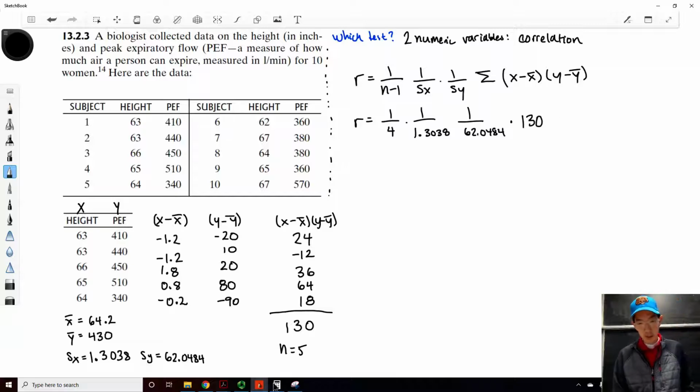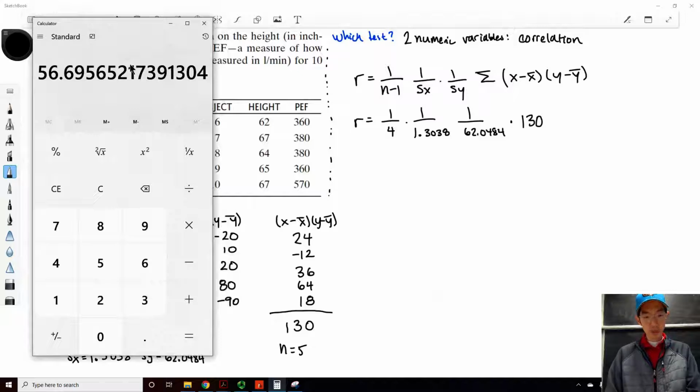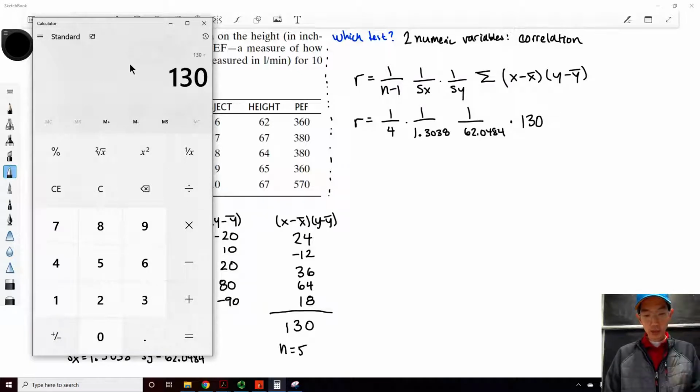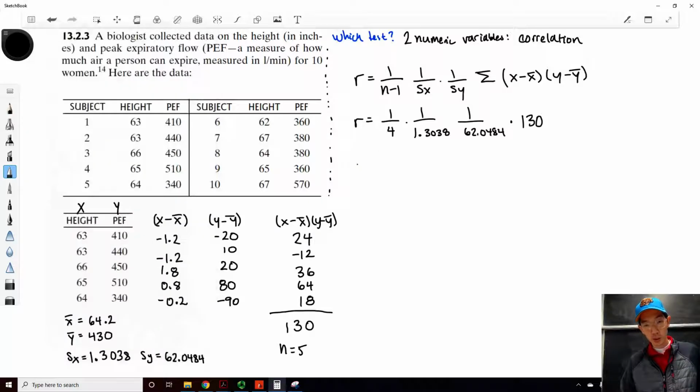Okay. So we'll go ahead and plug all of this in. Okay, so I'm going to do 130 divided by 4 divided by 1.3038 divided by 62.0484. Okay, I get a correlation R of 0.402. Okay, so that's correlation.